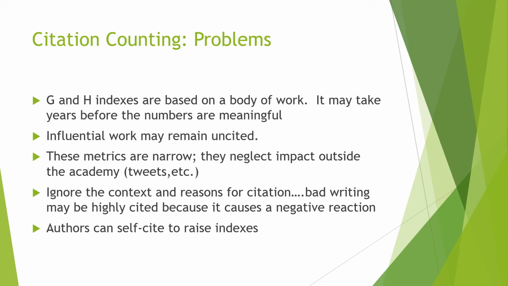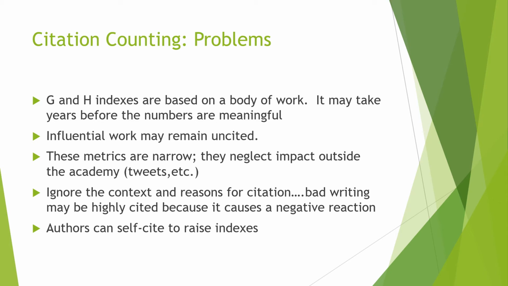So citation metrics receive a lot of criticism, and I'm going to go over some of them here. First of all, the G and the H indexes are based on a body of work. A new scholar won't have real, meaningful numbers for many, many years. Lots of times influential work remains uncited. You know, sometimes we don't recognize genius for what it is. The metrics are narrow. They don't usually gather information from outside the academy, so things like tweets and Facebook and blogs, all those kinds of things are usually ignored.